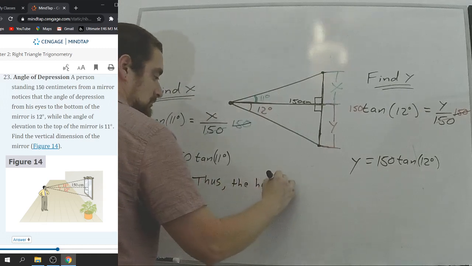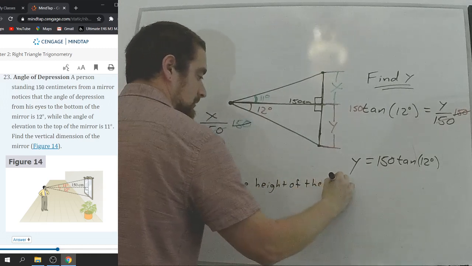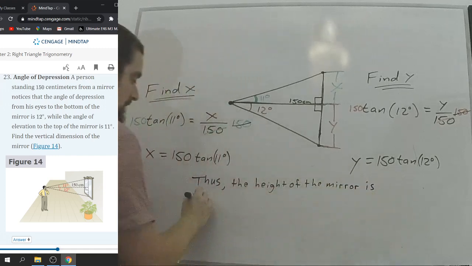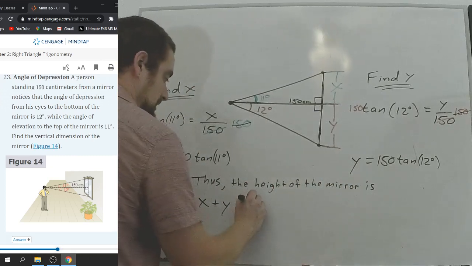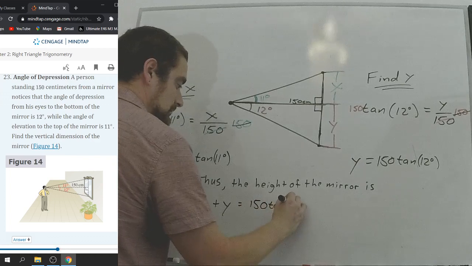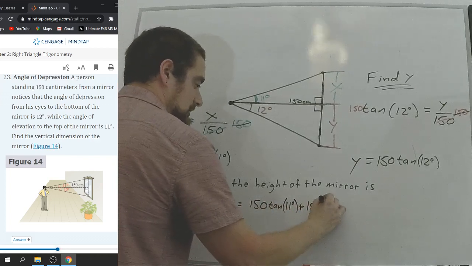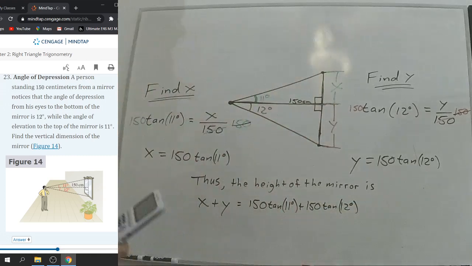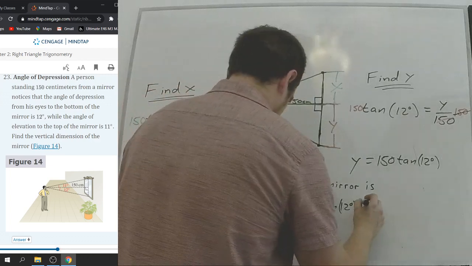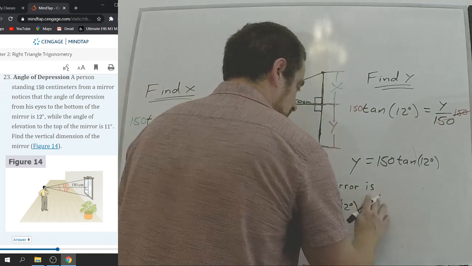The height of the mirror is x plus y, which means I can just go to my calculator and type in 150 tangent 11 degrees plus 150 tangent 12 degrees. So I just waited in the end, and then we'll look at the significant figures and do some rounding when we need to. So 150 tangent 11 plus 150 times tangent of 12 should give us approximately 61.0405.